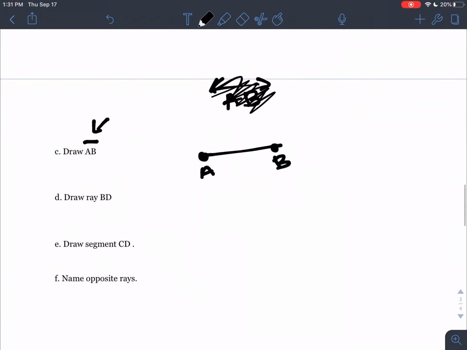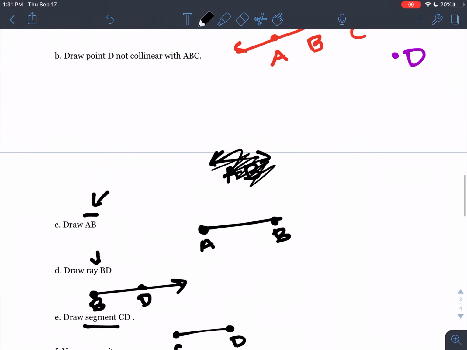Now draw ray BD. Ray BD is telling you that B is where it starts, and it's going in the direction of D. So we have to start at B and go in the direction of D. Draw segment CD. Same thing. CD, since it's a segment. And then we'll skip the opposite rays for now.